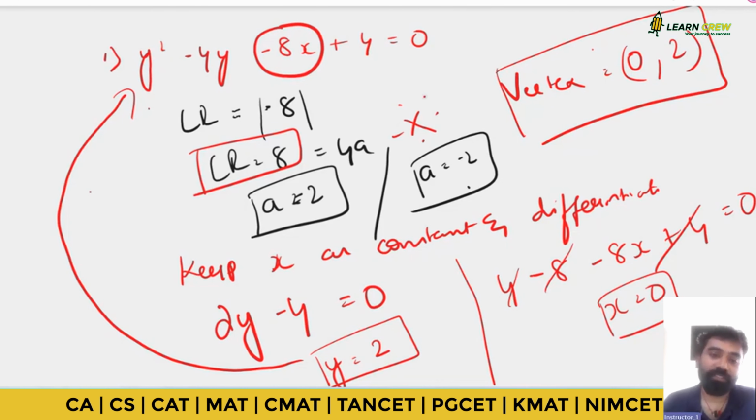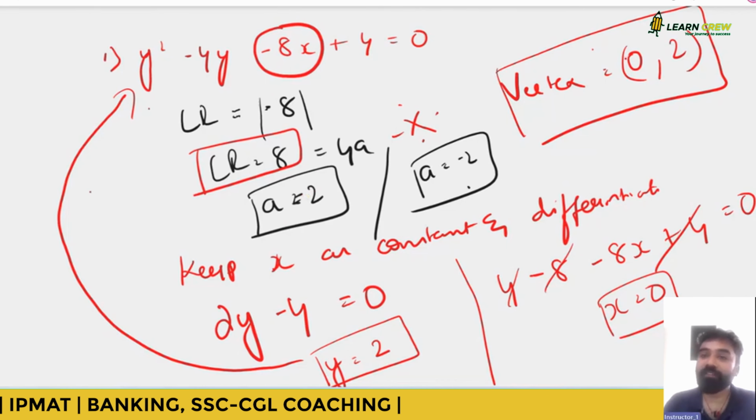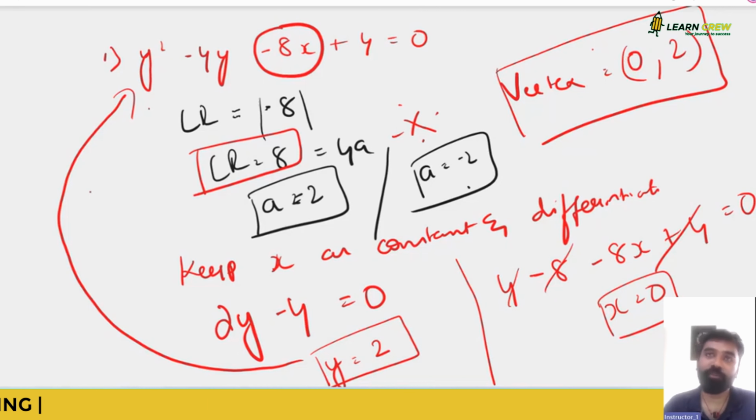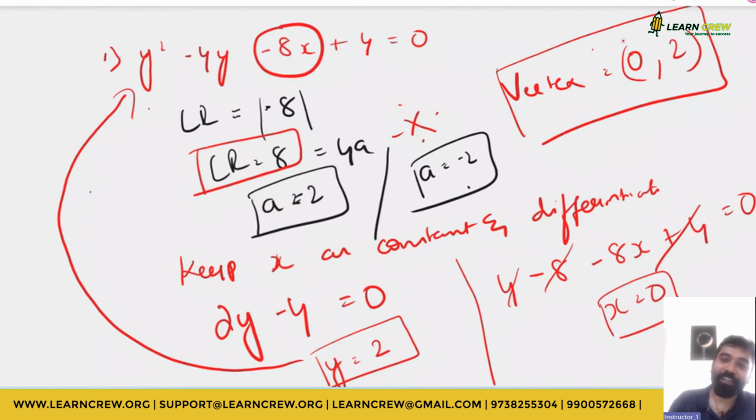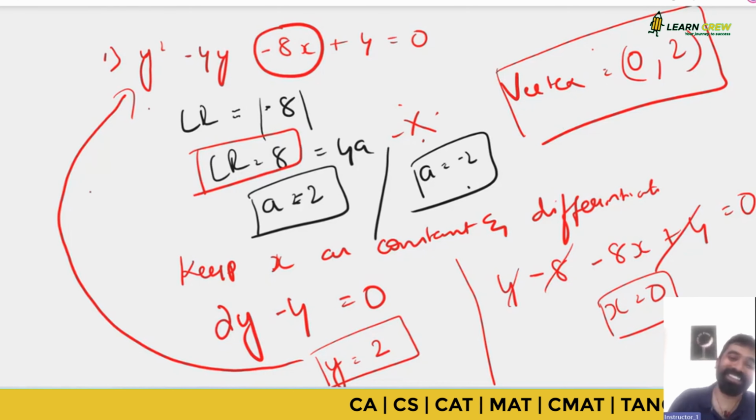Now answer my question. a is nothing but the focal distance, that is 2, and the vertex is at (0, 2). What is the distance of the directrix from the vertex? I'm just asking the distance. If the distance of the focal point from the vertex is 2, what is the distance of the directrix? 2, obviously, right? If this is the vertex, and from here the distance of the focal point is 2, obviously this also should be 2, right? So remember it. Always remember it.